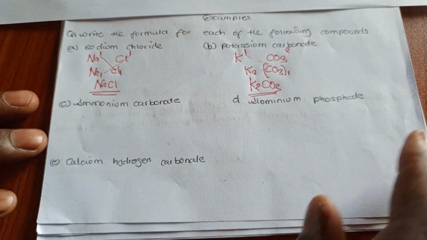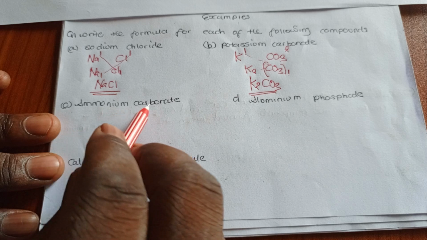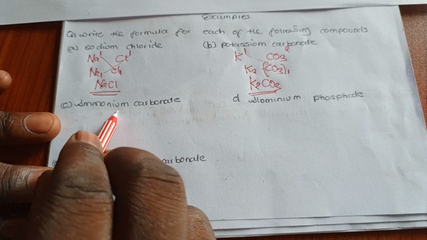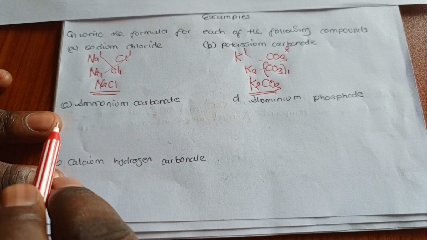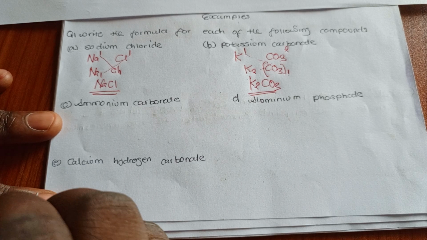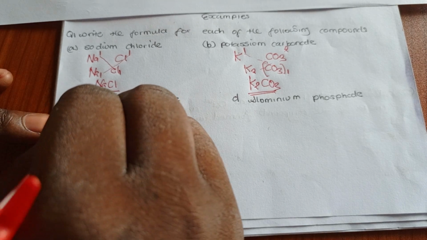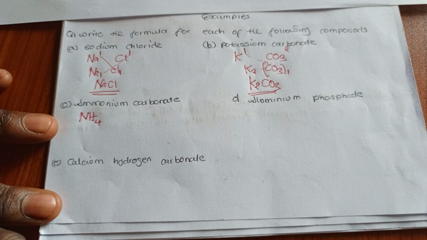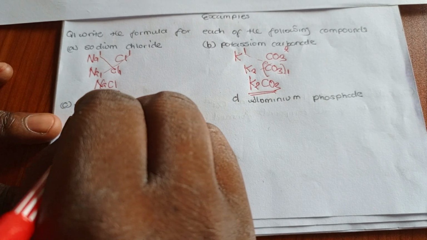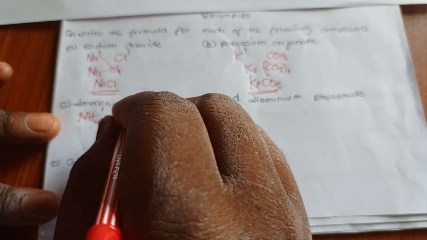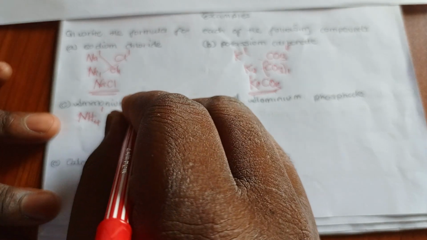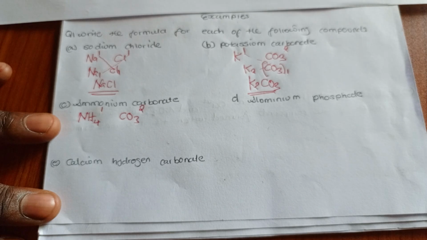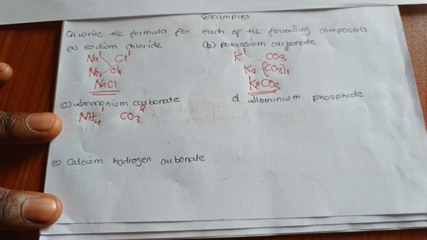Then we go to the next part, which is ammonium carbonate. The ammonium is a radical, and the carbonate also is a radical. So the formula for ammonium is NH4. Ammonium has a valence of 1, so put 1 on top. Then carbonate, CO3, with a valence of 2. Now you swap the valences.